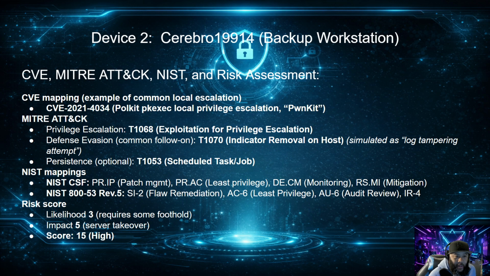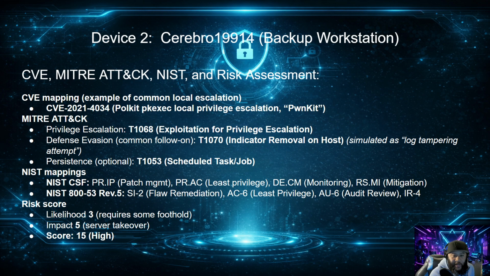CVE, I'm not going to go through all of these, but the CVE that we have is CVE-2021, and this is a Polkit pkexec local privilege escalation, known as PwnKit. The MITRE attack is going to be privilege escalation, defense evasion, and persistence. NIST mappings are going to be NIST CSF, patch management, least privilege, monitoring, and mitigation. And we're going again with NIST 800-53: flaw remediation, least privilege, and audit review.